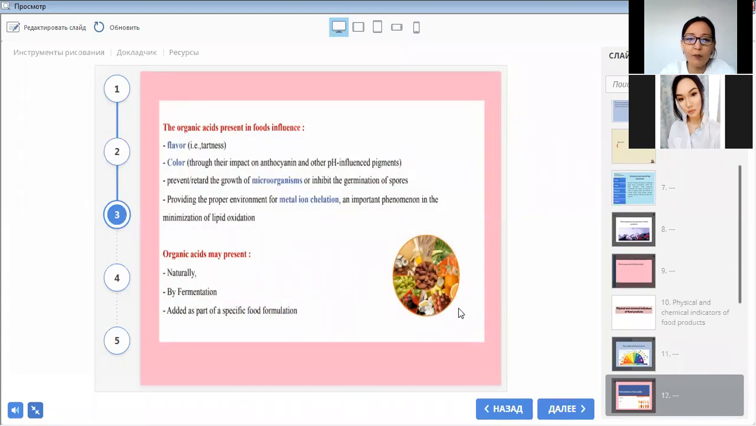the organic acids present in foods influence flavor and color, and the growth of microorganisms, and provide the proper environment for metal ion chelation. And the organic acids may be present naturally, by fermentation, or added as part of a specific food formulation.